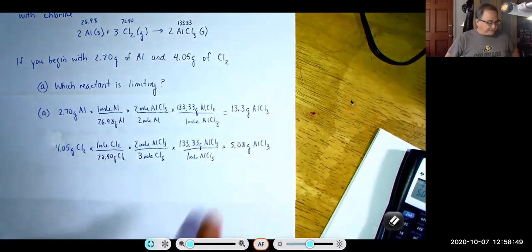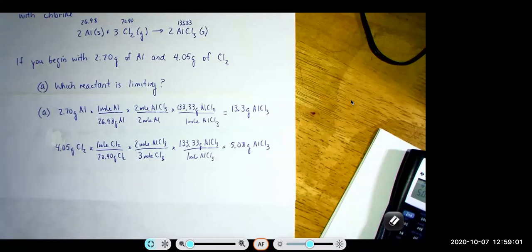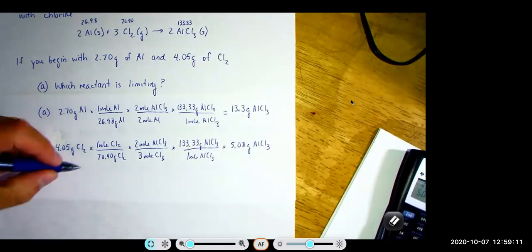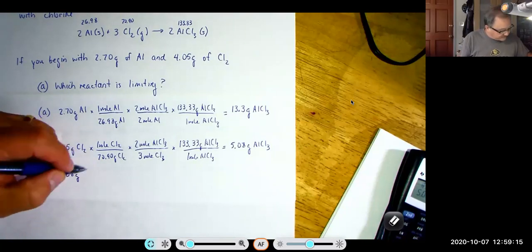And that's what I get. You get a similar number. Yes, that's exactly what I got as well. Okay, so now what does all this data tell us? How much do we make? 5.08 grams. And that's called a theoretical yield.